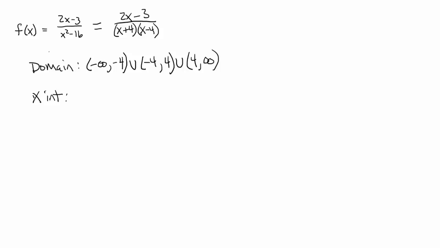And when we're looking for the x-intercept, we're going to set the function equal to 0. So if we set f of x equal to 0 and we cross multiplied, we'd have 0 is equal to 2x minus 3. And now we're going to solve for x. So 2x is equal to 3 and x is equal to 3 halves. So our x-intercept is (3/2, 0).